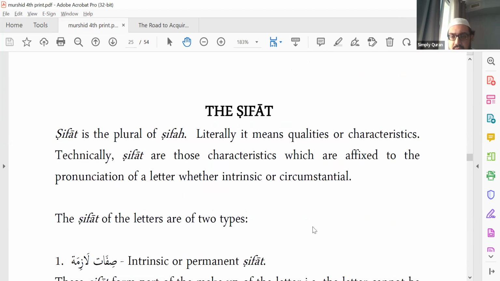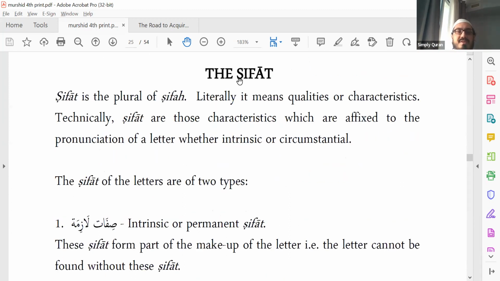I'm just going to get this out of the way so I can see. Okay, so the sifat. Sifat is the plural of sifa. Literally, it means qualities or characteristics. So again, in any science, of course, you should know the literal definition, the linguistic definition and the technical definition. When I say technical definition, this means technically according to the scholars in that field. So, for example, in this science, it is the scholars of Tajweed, the scholars of Qira'at.